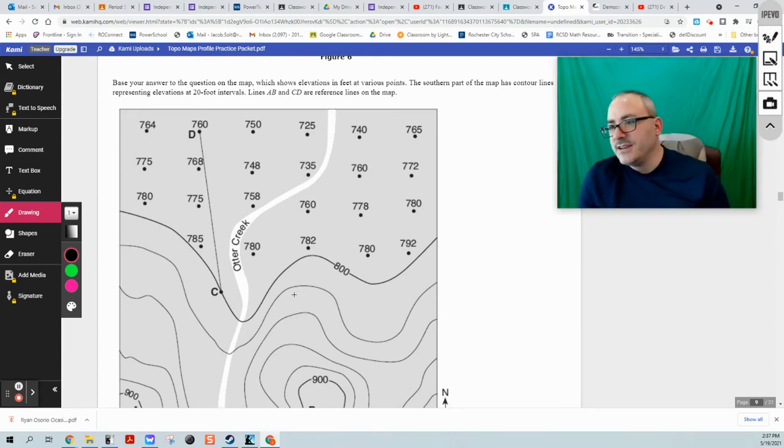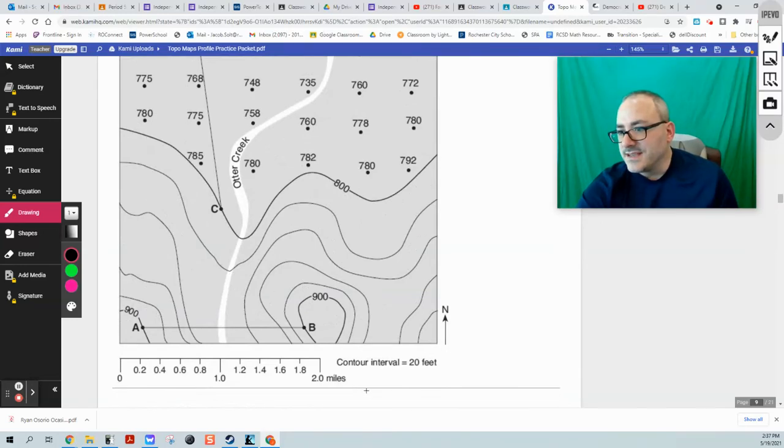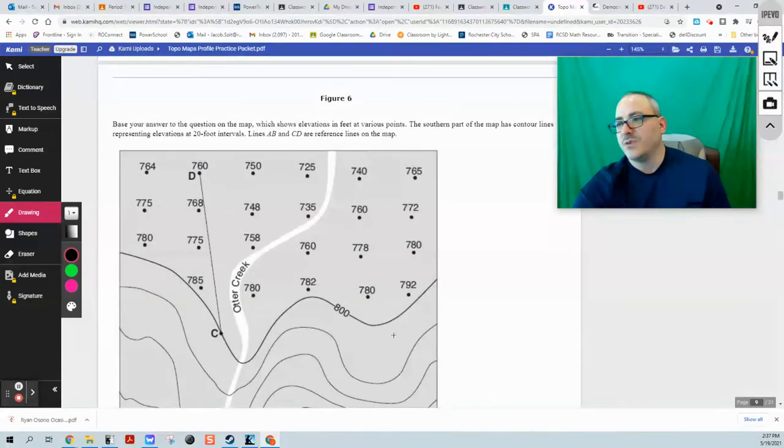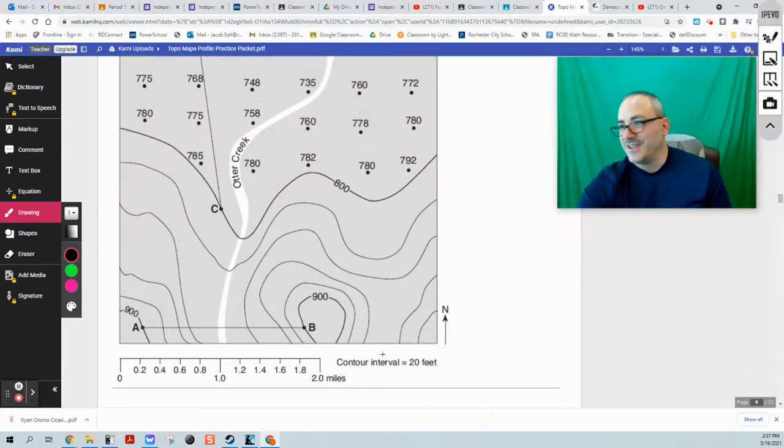What I need to do is connect my contour lines. Notice this is at 900, this is at 800. How many contour lines do I go? 1, 2, 3, 4, 5. That means I must be counting by 20s, because 5 contour lines gets me up 100 feet. What is this in? It's in feet. Contour interval 20 feet. Oh, I could have just looked for the key and it would have told me it's 20 foot intervals.